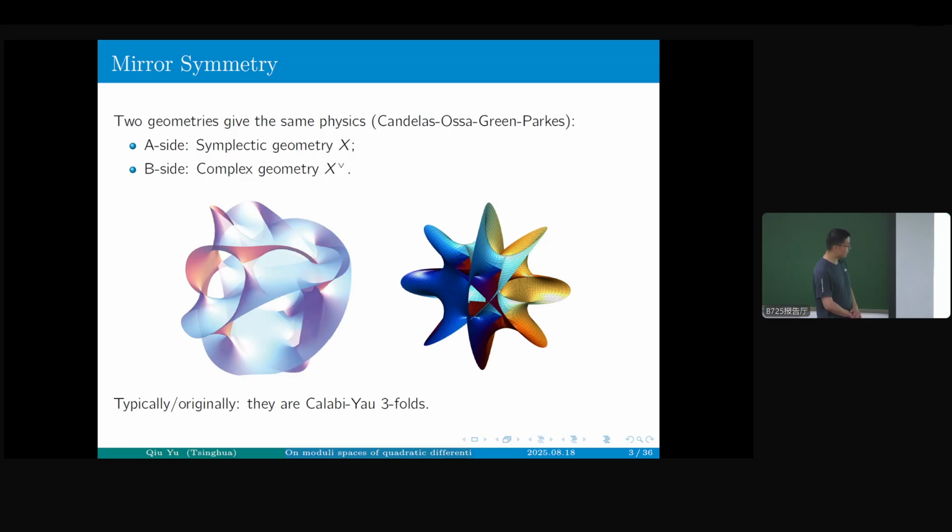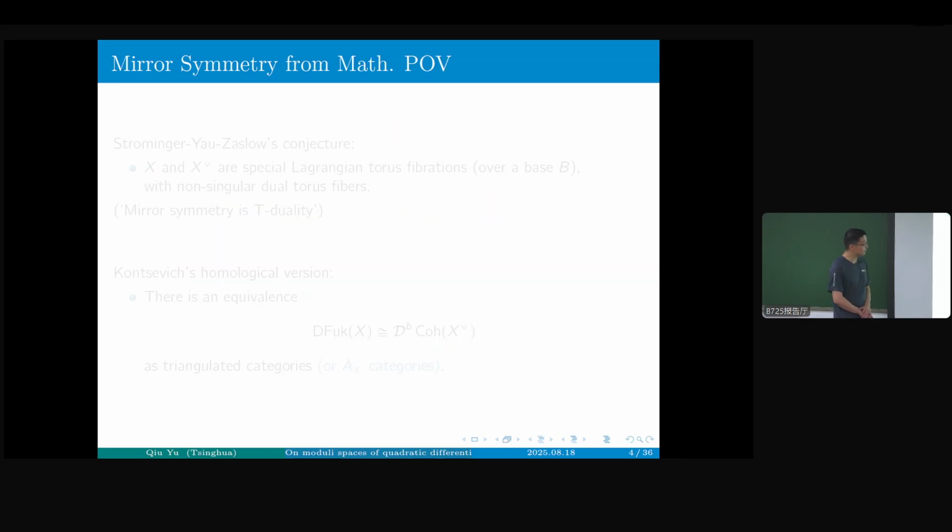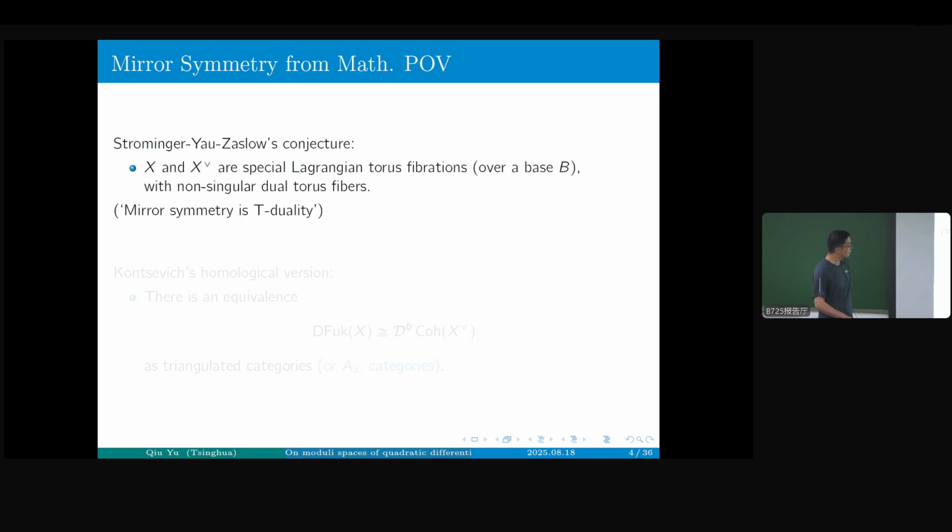From the mathematical point of view, you can make things more precise. I will mention the two most famous approaches. The first one is the SYZ conjecture, which basically says mirror symmetry is T-duality, meaning that you can construct this mirror manifold via special Lagrangian torus fibration. So basically you have a common base B, and the non-singular fibers over this pair have dual tori.